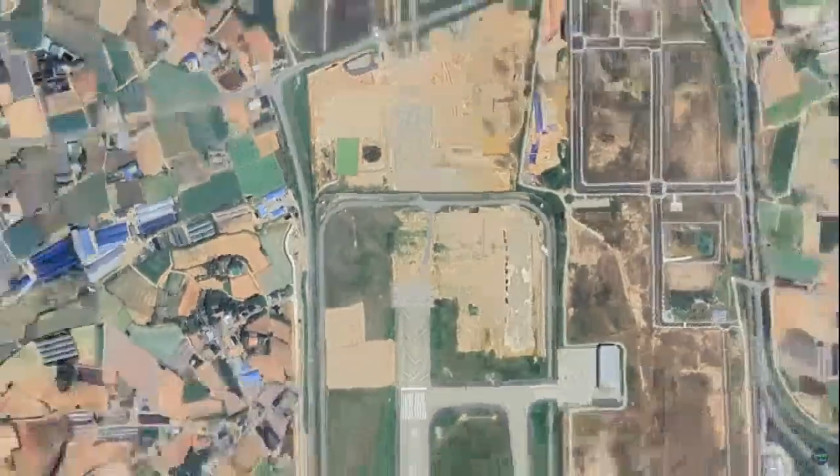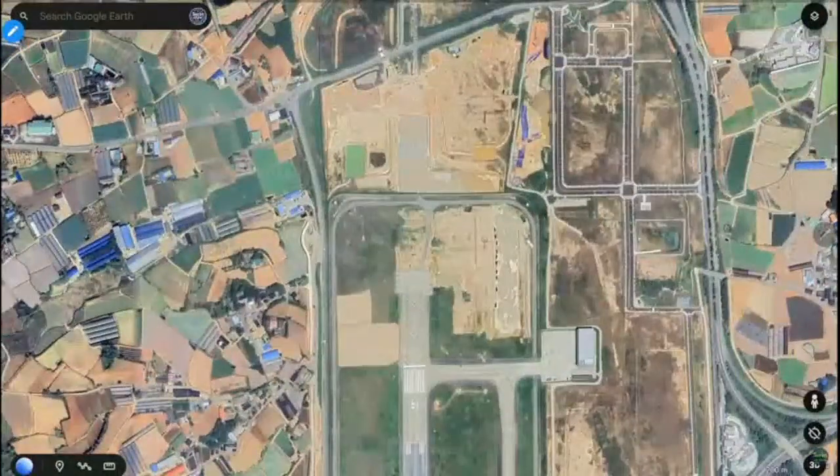Now, part of the story that I think hasn't really been told is that Muan International Airport is undergoing construction. You can kind of see it here in this overhead satellite view. But I think they're extending the runway. And this probably played a role in a couple of things.